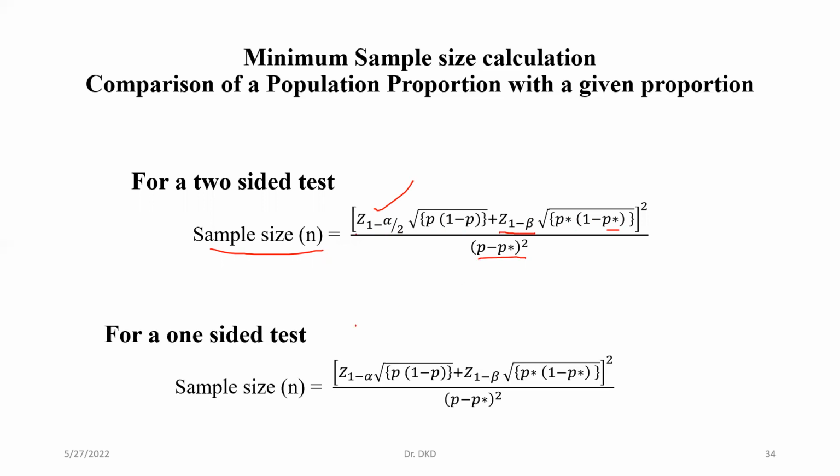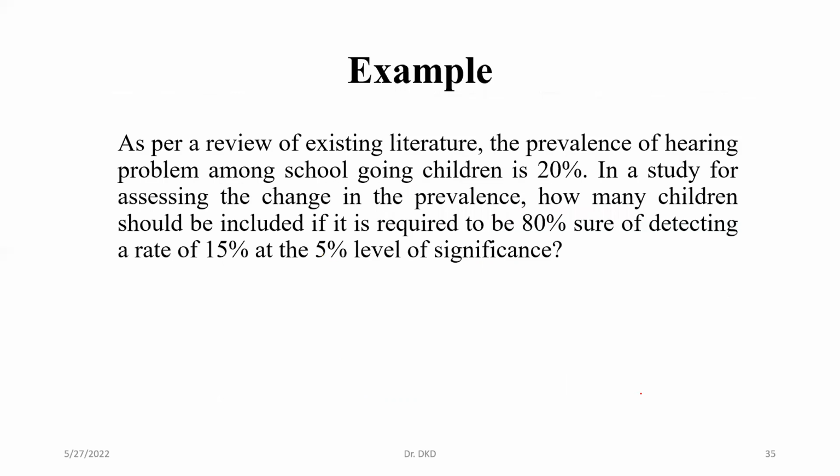For a one-sided test, we'll use the same formula, the only difference being Z1 minus alpha for one-sided. So these two formulas are required during the calculation of the sample size. Once we know the formula and the condition is given, we can put in the values and calculate it. So this is the basic information for minimum sample size calculation of a population proportion with a given proportion. Now we have an example to get more clarity.